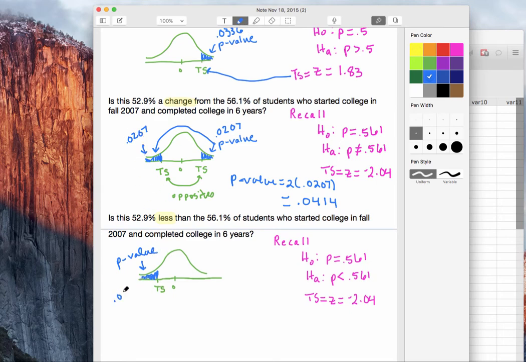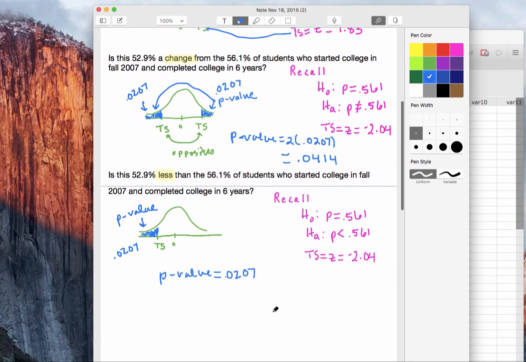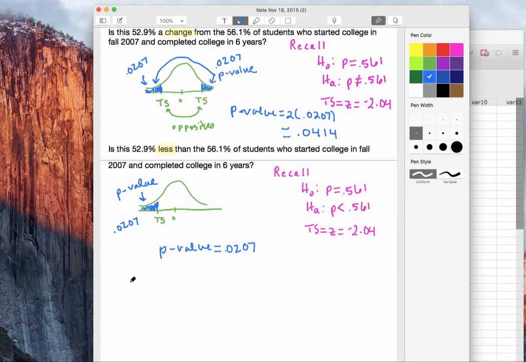I calculated the area in that left tail in the last problem. And since I had the exact same test statistic, negative 2.04, the area in that left tail will be exactly the same. So for this problem, the p-value equals 0.0207. So what does all this mean? Sure, we have p-values, but the way that we would interpret a p-value, I'll use the last problem as an example.